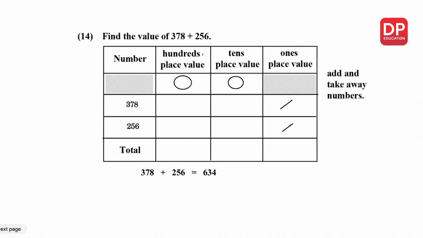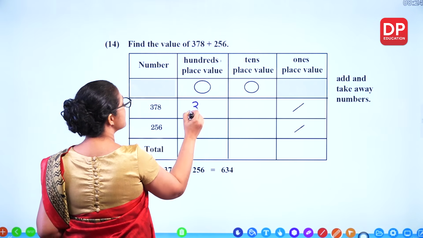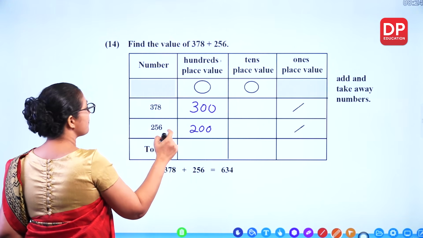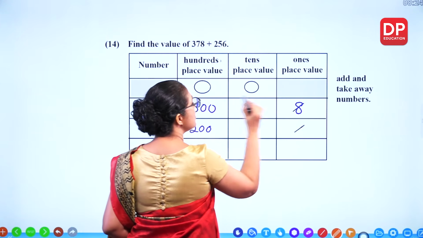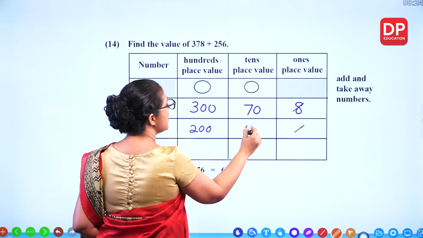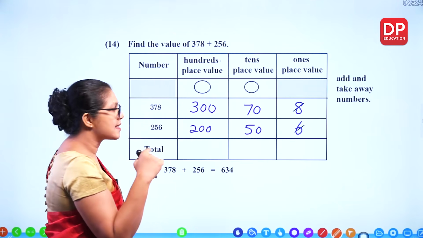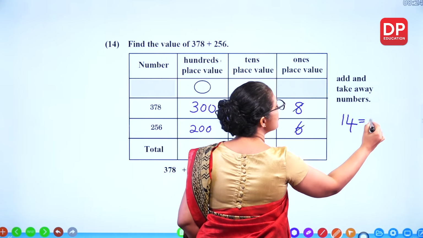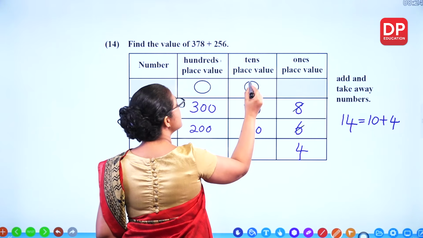This number 378 and 256. So split into hundreds place, that's 300. Here 200 is there. Then 70, that's tens place, and 8 is the units place value. Ones place. 256, 50 here and 6 here. Now add these two. 8 plus 6, 14. 14 you can't write, so split it to 10 and 4.